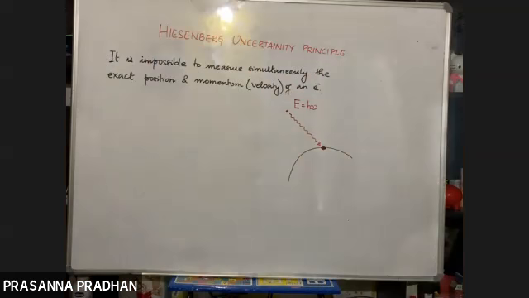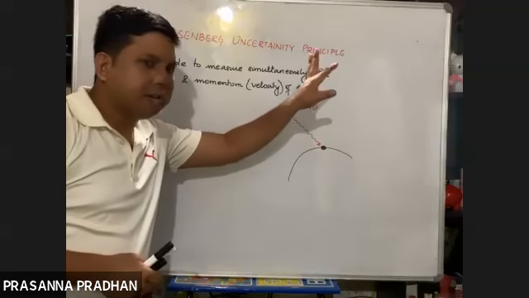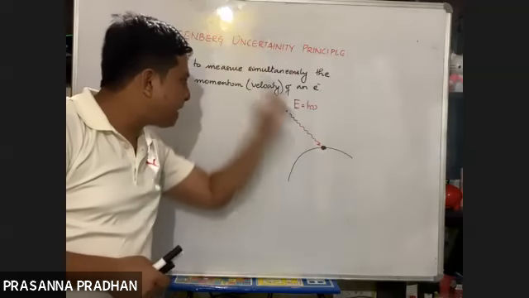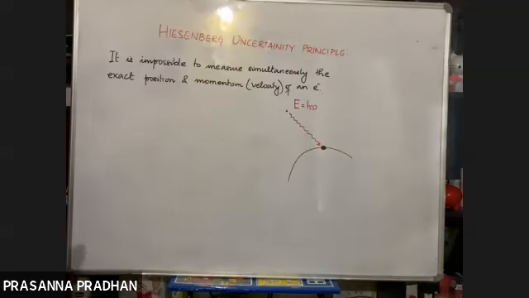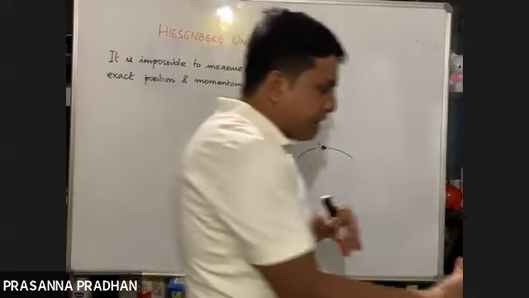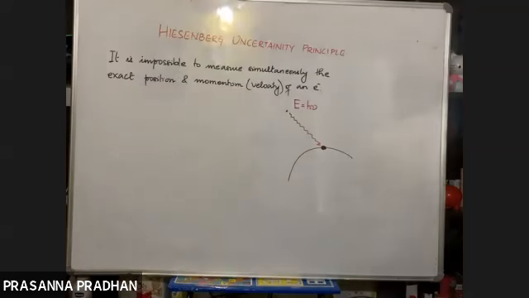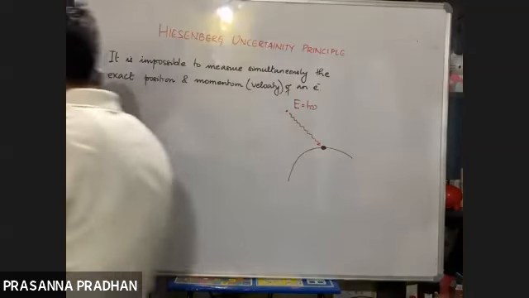That means we cannot determine both position and velocity accurately at the same time. This is the Heisenberg uncertainty principle. So we can say that we cannot say accurately where the electron is moving. We cannot determine with 100% accuracy where the electron is moving. Okay.